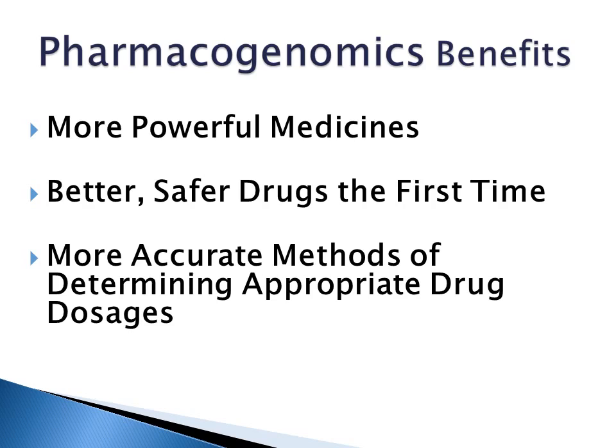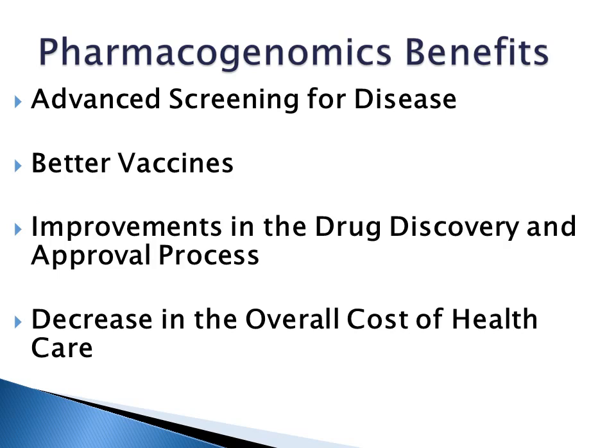Pharmacogenomics is also going to provide more accurate methods of determining appropriate drug dosages. So common methods of basing dosage on weight and age will be replaced with dosages based on the person's genetics. So how well does that person's body and cells process the medicine and metabolize it? So this is going to maximize the therapy's value and decrease the likelihood of overdose.